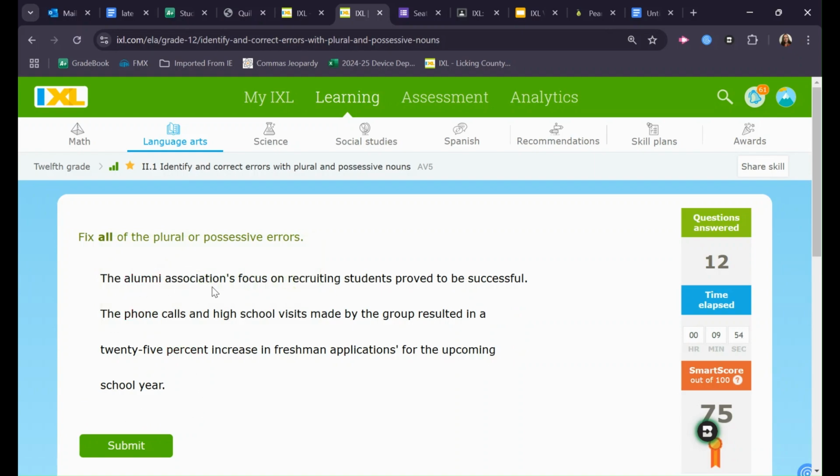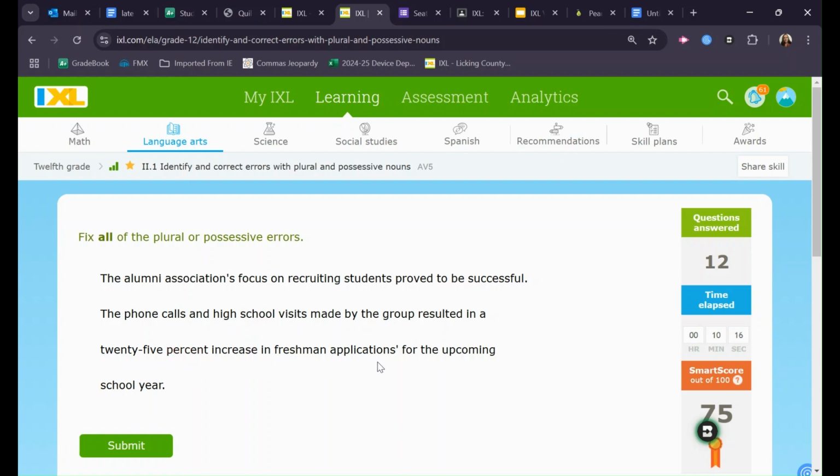All right, we've got the Alumni Association's focus. Okay, singular word, just one association. Possessive, focus, so apostrophe S looks good there. Students, just plain plural, looks good. Phone calls, plural, looks good. Visits, plural, looks good.